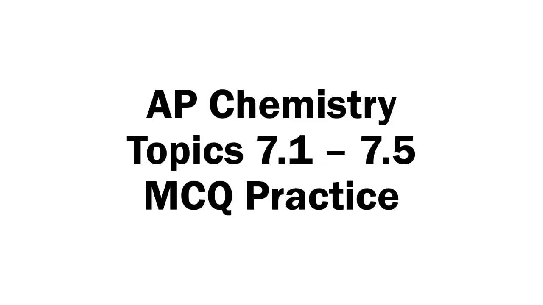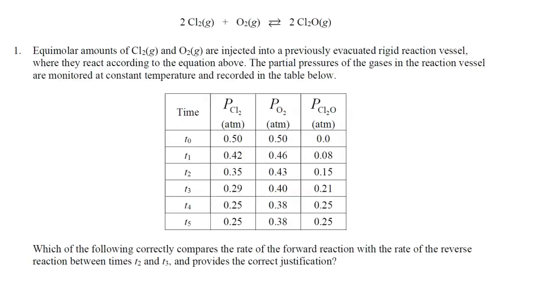These are the answers to the AP Chemistry packet on topics 7.1 to 7.5. This is MCQ Practice, which means these are multiple choice questions for you to practice so you can prepare for the AP Chemistry exam. In the video description area, there is a link to the packet that accompanies this video. Now, let's take a look at our first multiple choice question.